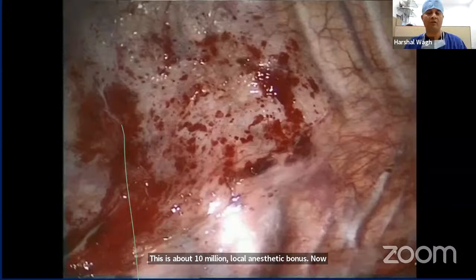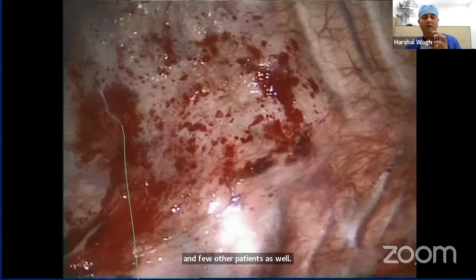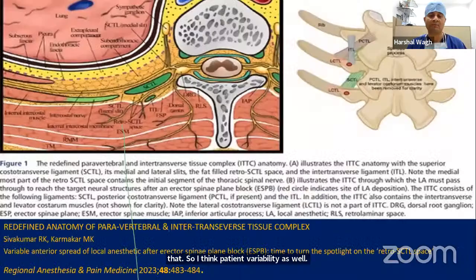We checked it on a few other patients as well. A few have 2-3 levels of spread, a few have more than that. So I think there is patient variability as well. It may depend on how much pressure you put. I'm not sure whether that is a factor as well.